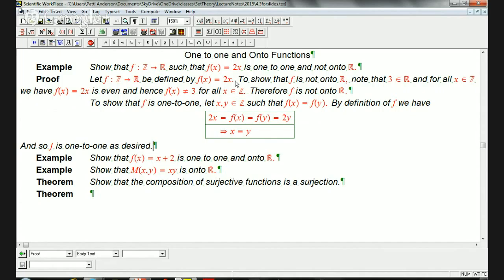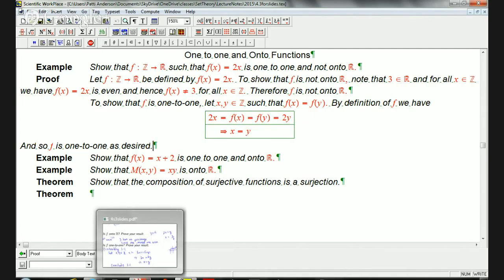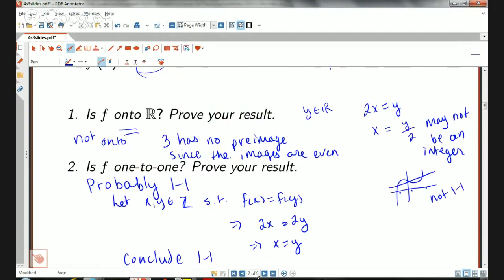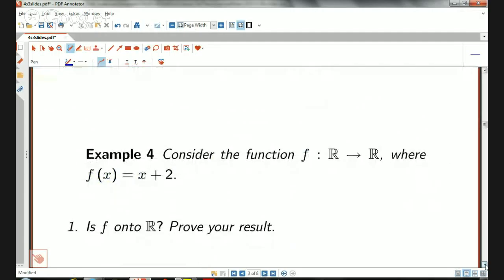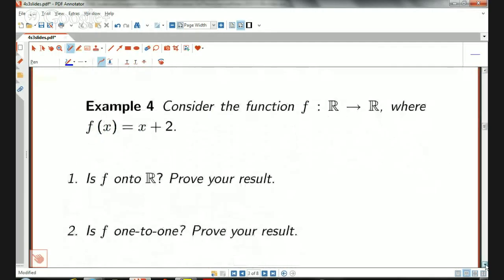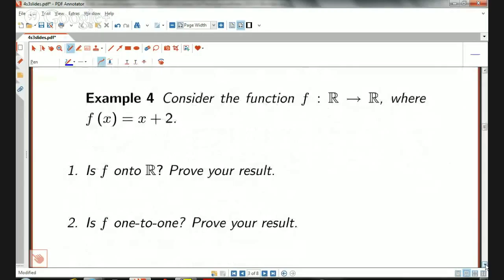Any questions on that? You have homework problems like that. Okay, so let's go back and look at our next example. Consider the function f that's taking the reals to the reals, where f of x equals x plus 2. Is f onto?